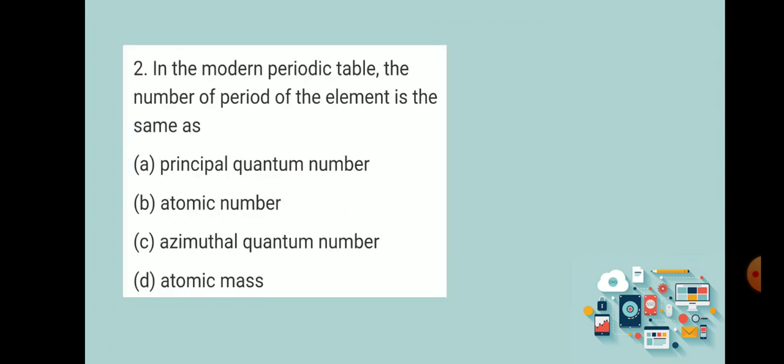Second question, in the modern periodic table, the number of the period of the element is the same as option A, principal quantum number, option B, atomic number, option C, azimuthal quantum number, option D, atomic mass. And the answer is option A, principal quantum number.